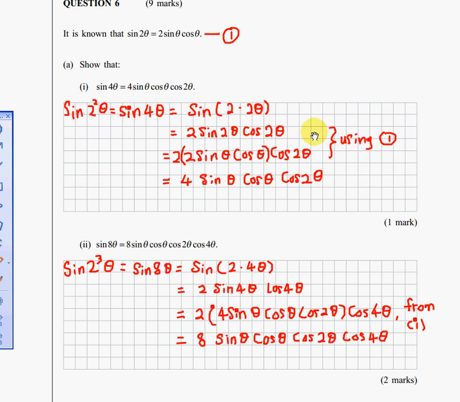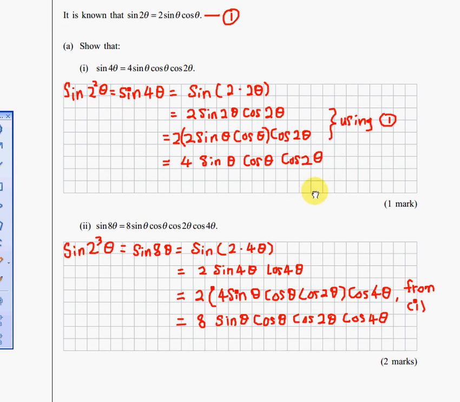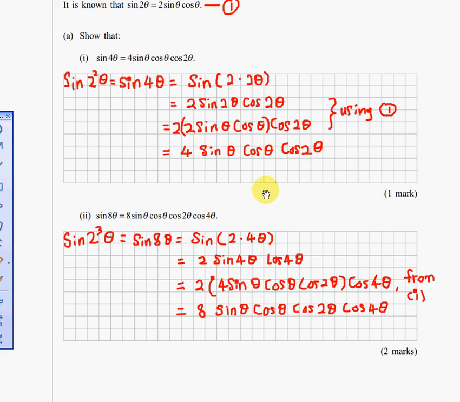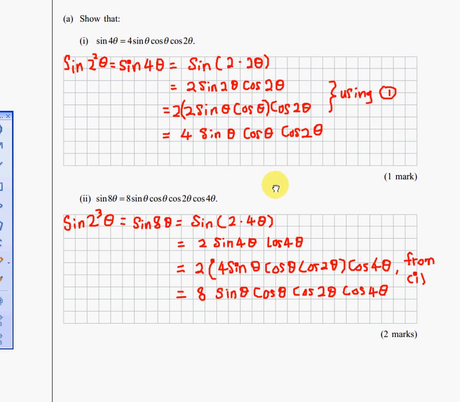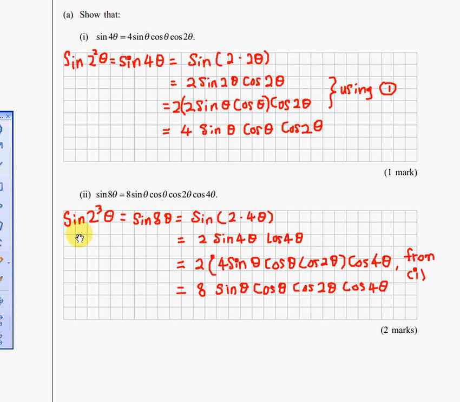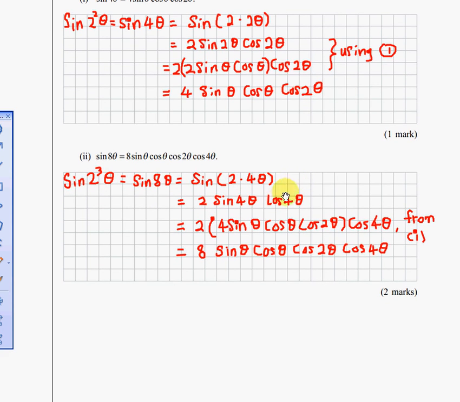And here, in lines 2 and 3, I actually use identity 1 twice, and I got to this 4 sine theta expression. And for the next one, I purposely write 2 to the power 3 theta, because I want to relate that pattern. And here again I write 2 times 4 theta because again I want to relate that particular pattern.